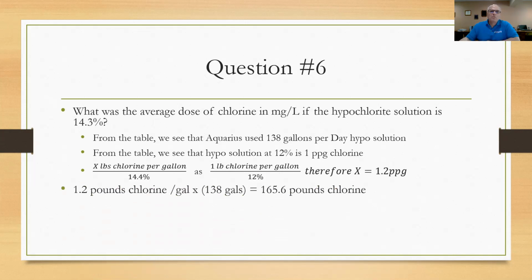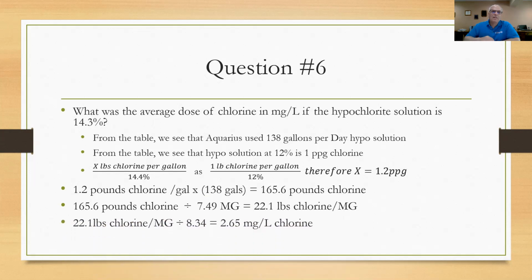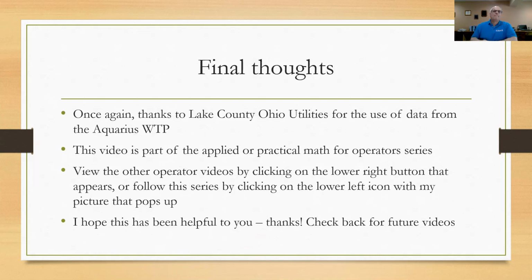Now the 1.2 pounds of chlorine per gallon times 138 gallons is going to give me 165.6 pounds of chlorine being fed in the day. Divide that by the million gallons, I come up with 22.1 pounds of chlorine per million gallons, and divide by 8.34, and I get a dosage of 2.65 milligrams per liter chlorine. Hope you did that fine.